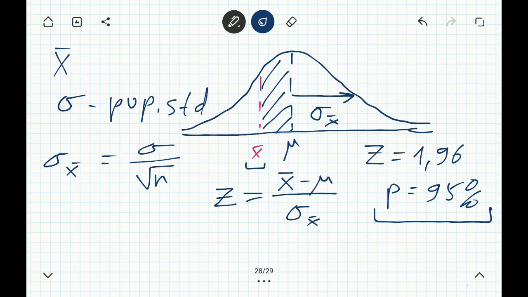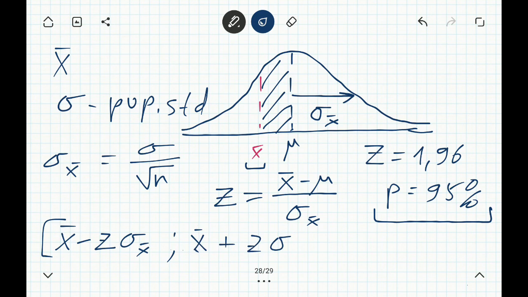Then you go to the z table, you find the appropriate probability, you find your z value, and it would be 1.96, and then you say, so I'll take an interval: x bar minus z times this thing, and x bar plus z times this thing.